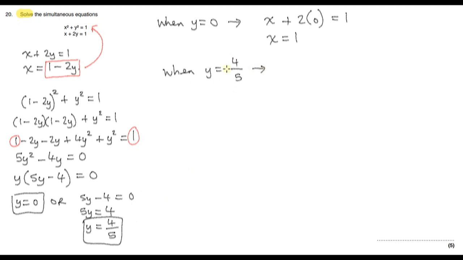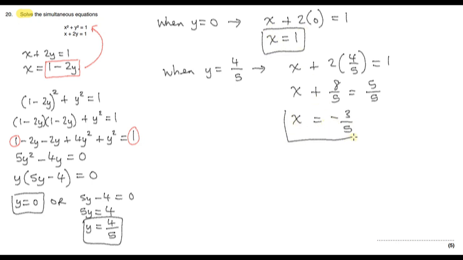So when y is equal to 4/5, we're going to have x plus 2 times 4/5 is equal to 1. So if we just multiply this out, 2 times 4 is 8, so it's going to be 8/5. Instead of writing 1, I'm going to write 5/5, just so we've got an even number of fifths. So then if we subtract 8/5 from both sides, we're going to have x is equal to -3/5.